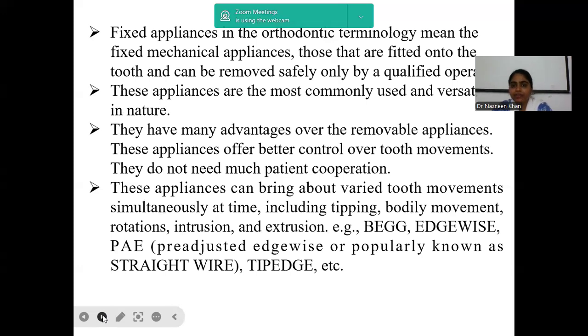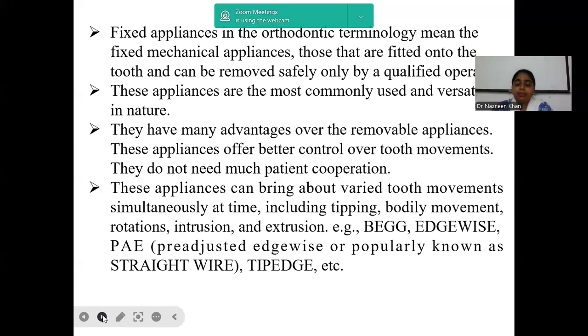When we're talking about the fixed myofunctional appliances, fixed appliances in orthodontic terminology means the fixed mechanical appliances. Thus, they are fitted onto the tooth and can be removed safely by the qualified orthodontist. These appliances are most commonly used and versatile in nature. They have many advantages over the removable appliances. These appliances offer better control over tooth movements and they do not need much patient cooperation.